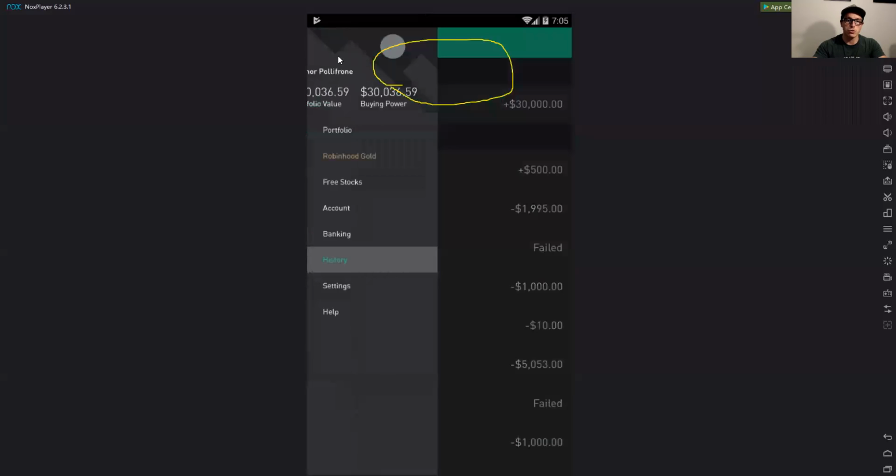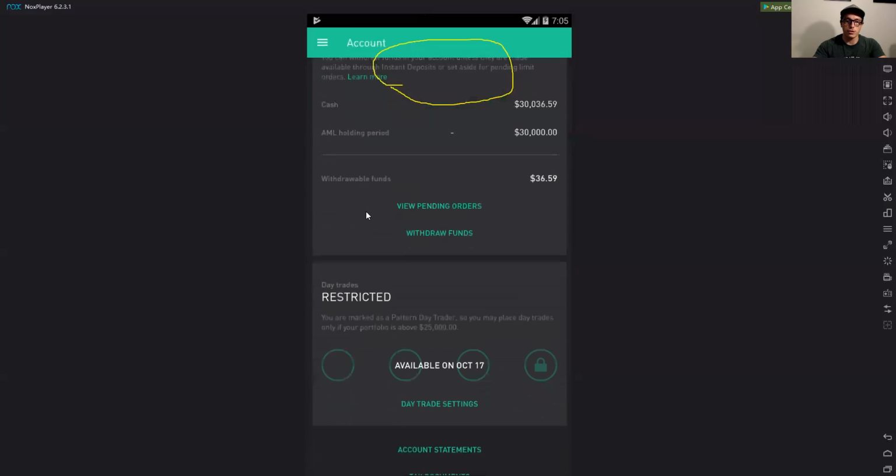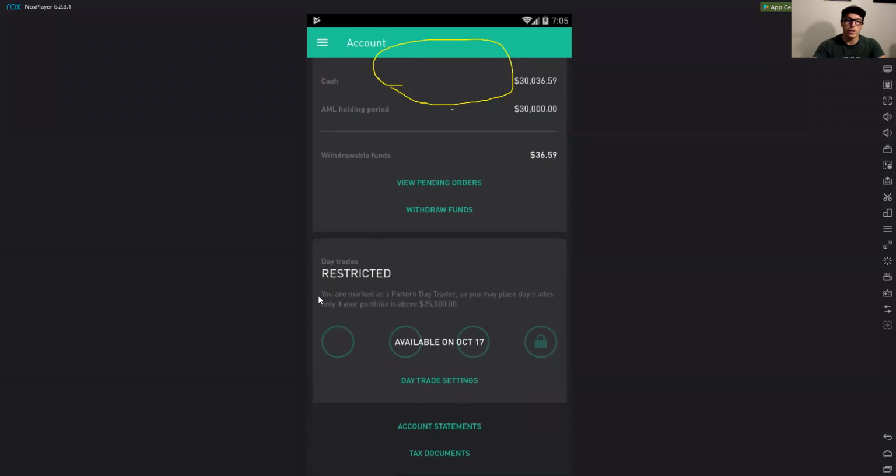Now we go down to my account, and you will see that it is currently still restricted under pattern day trade. It says you are marked as a pattern day trader, so you may place day trades only if your portfolio is above 25,000. So if that's the case, why can't I trade? It says I'm available to trade on October 17th. So let me give you some more context. Remember how I was stating that I was doing options trading and then my account got flagged? Well, this is the story behind this.